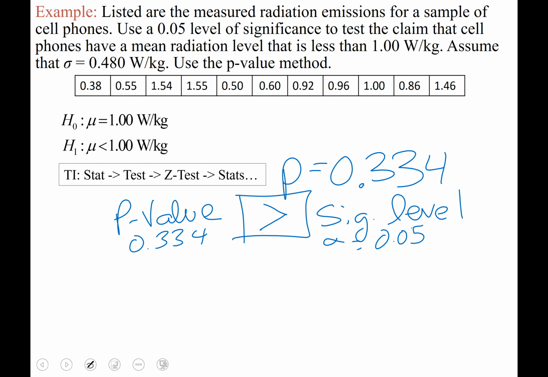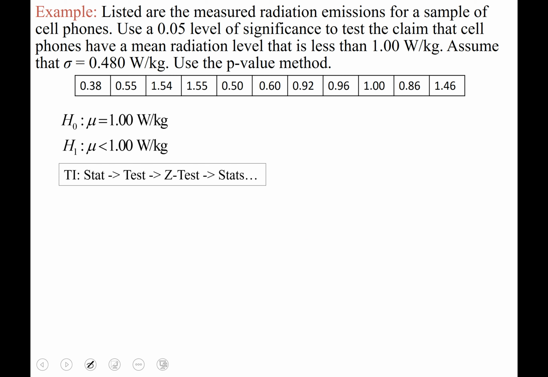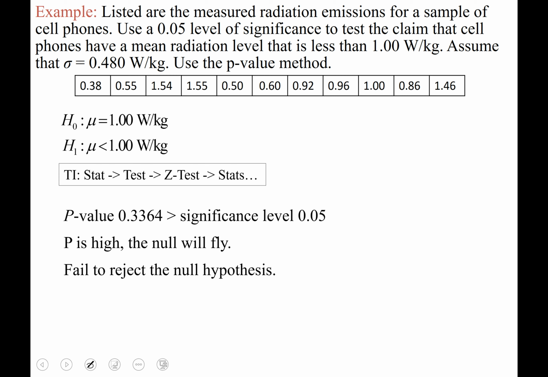I'm going to take my handwriting off the screen and do the typed in solution instead. So here it is. P-value equals 0.3364, which is greater than the significance level of 0.05. And here's that rhyme I just said. P is high, the null will fly. Fail to reject the null hypothesis.